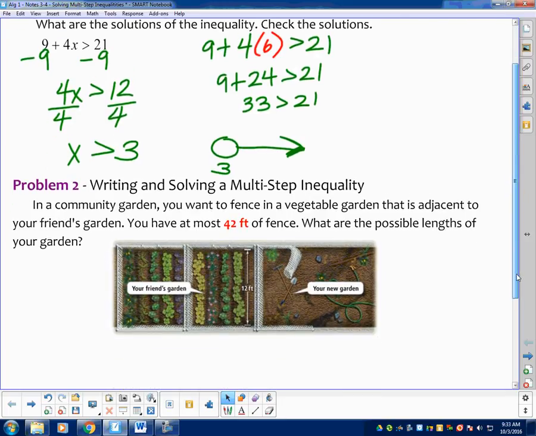Okay. We have a community garden that you want to fence. You want to fence in the vegetable garden that's adjacent to your friend's garden. So what does adjacent mean? Next to. Okay? You have at most 42 feet of fence. What are the possible lengths of the garden? Okay, so here's your garden. Your friend's garden is next to it, right? Adjacent. You have 42 feet of fence.